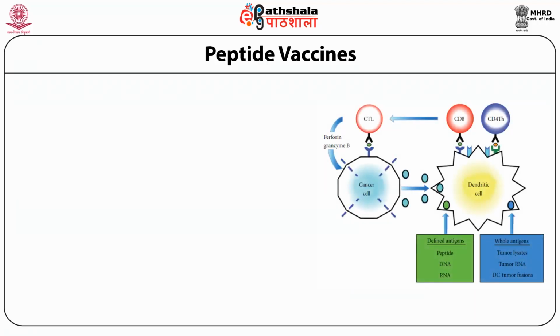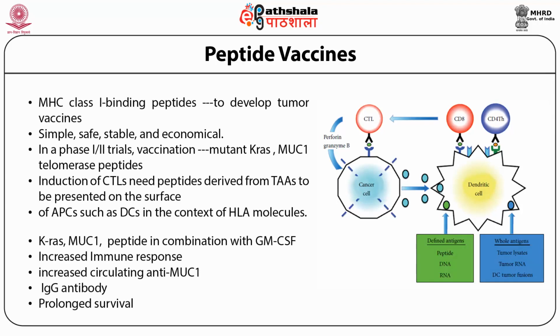Now, how can we make small peptide vaccines? The tumor associated antigens can be broken down into peptides, and these peptide vaccines can be generated. To give you an example, MHC class 1 binding peptides are being used to develop tumor vaccines. These are simple, safe, stable and economical. These are under clinical trials phase 1 and 2.